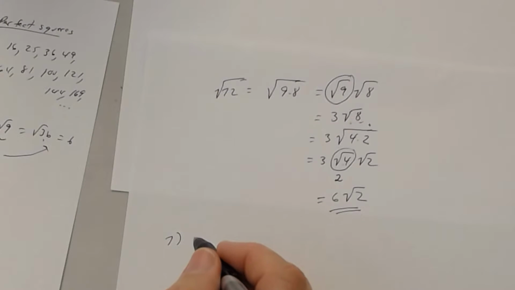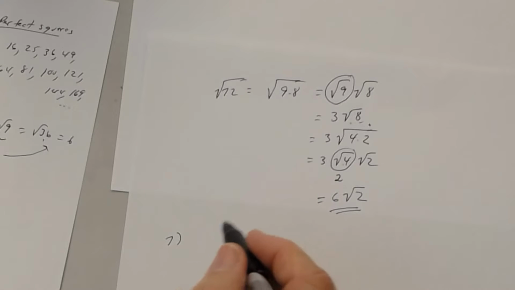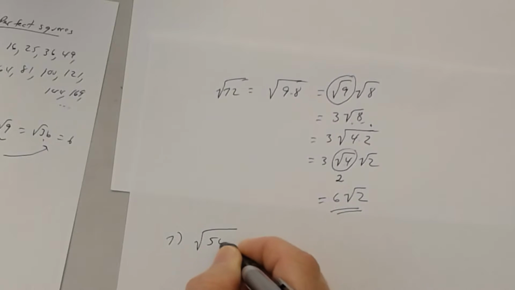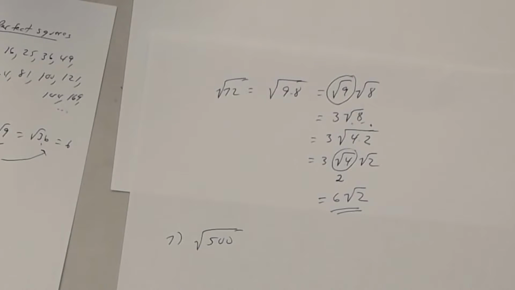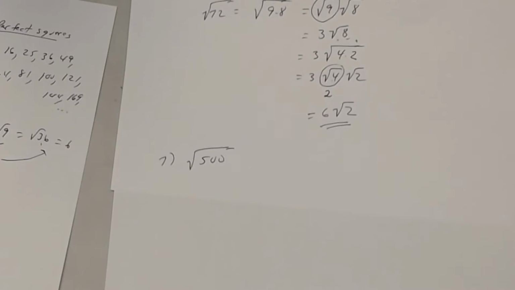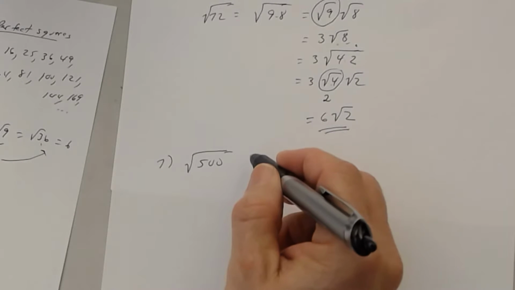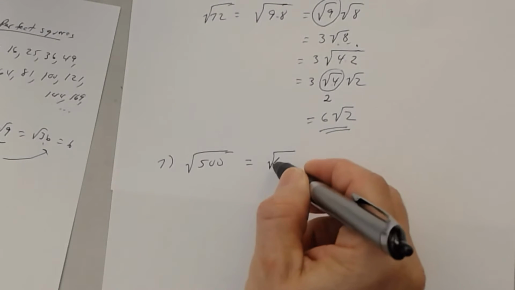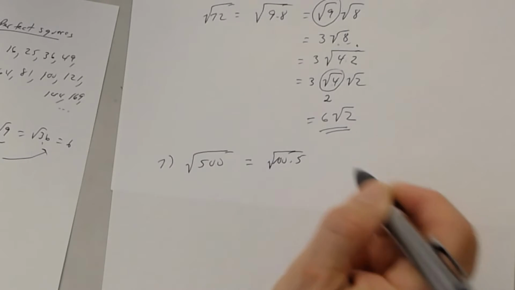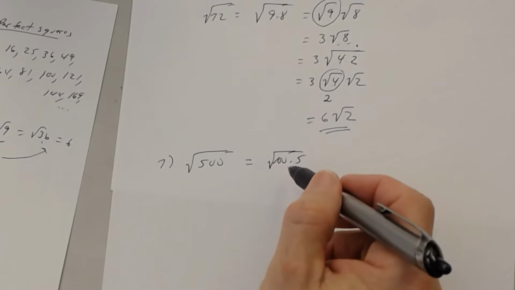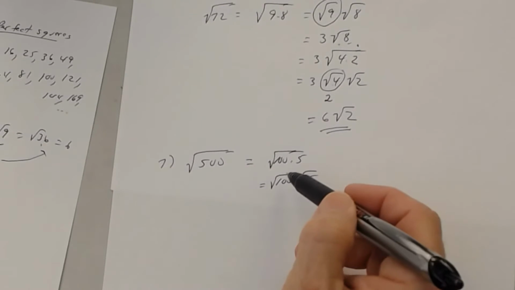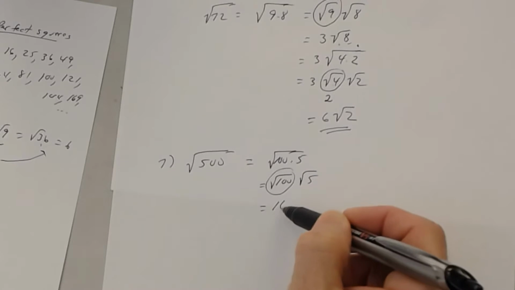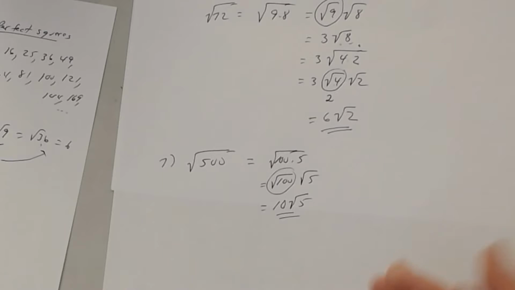All right, number 7. Suppose number 7 you had the square root of 500. What perfect square besides 1 will go into 500? 400? 100? Okay. So it'll be square root of 100 times 5, right? Split it apart. That's the square root of 100 times the square root of 5. What's the square root of 100? So the answer is 10 square root of 5. Agree?